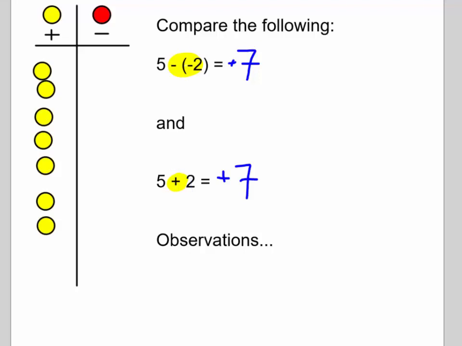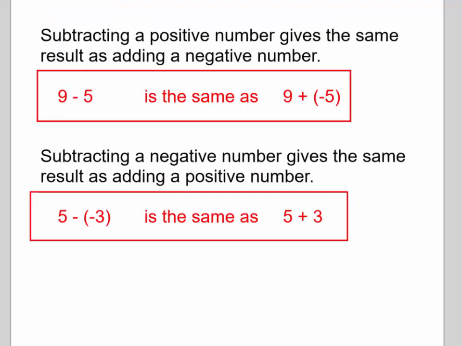Okay, so there's some connection between these. The 5s are the same. The 2s are both there, although their sign has changed, and the operation has changed. That's whether it's adding or subtracting. So if you look here, red boxes, important. So we want to make a note of this.